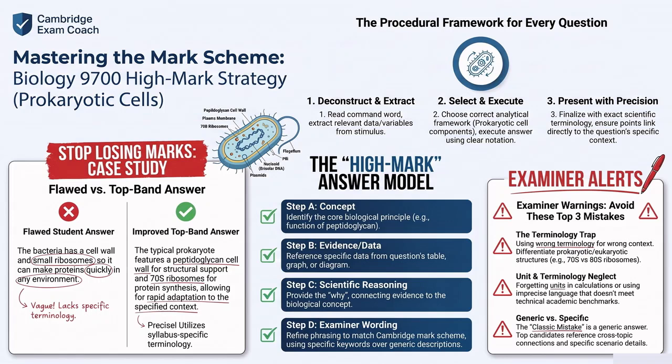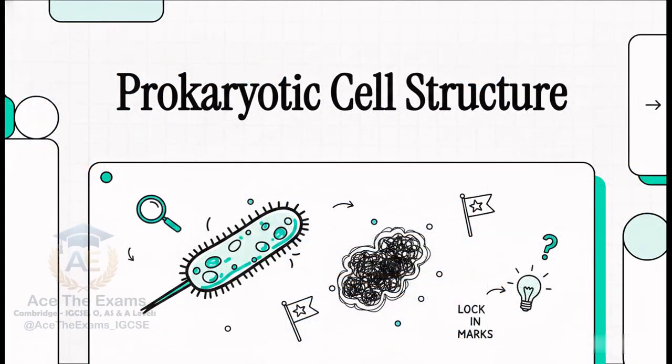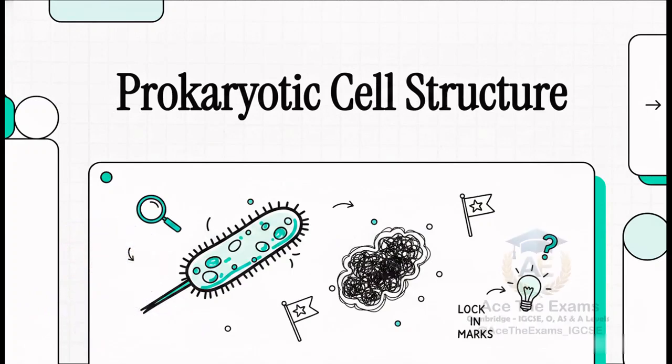Listen up, because according to the latest examiner reports, most students lose incredibly easy marks on Cambridge Biology Syllabus Topic 1.2, Prokaryotic Cell Structure. Seriously, it happens every single year. But by diving straight into these reports for this explainer, we can figure out exactly what the examiners are actually looking for, how to sidestep their hidden traps, and most importantly, how to lock in those top mark bands together.